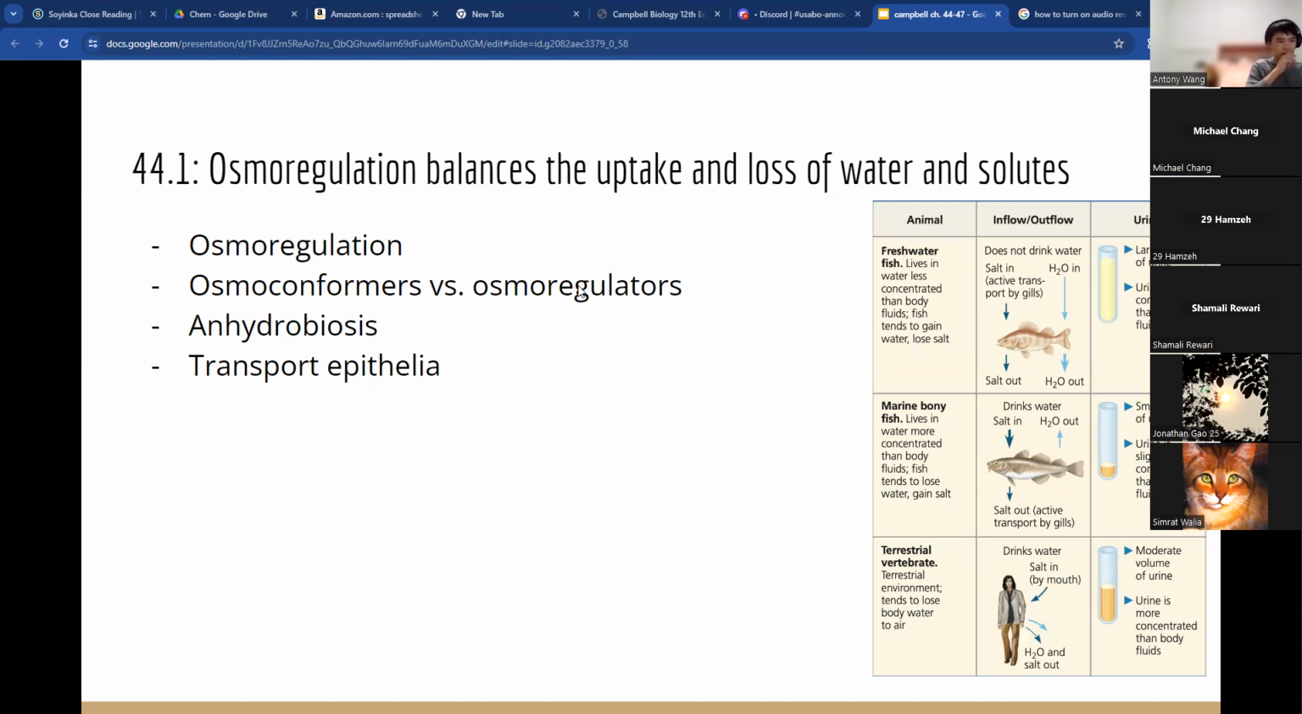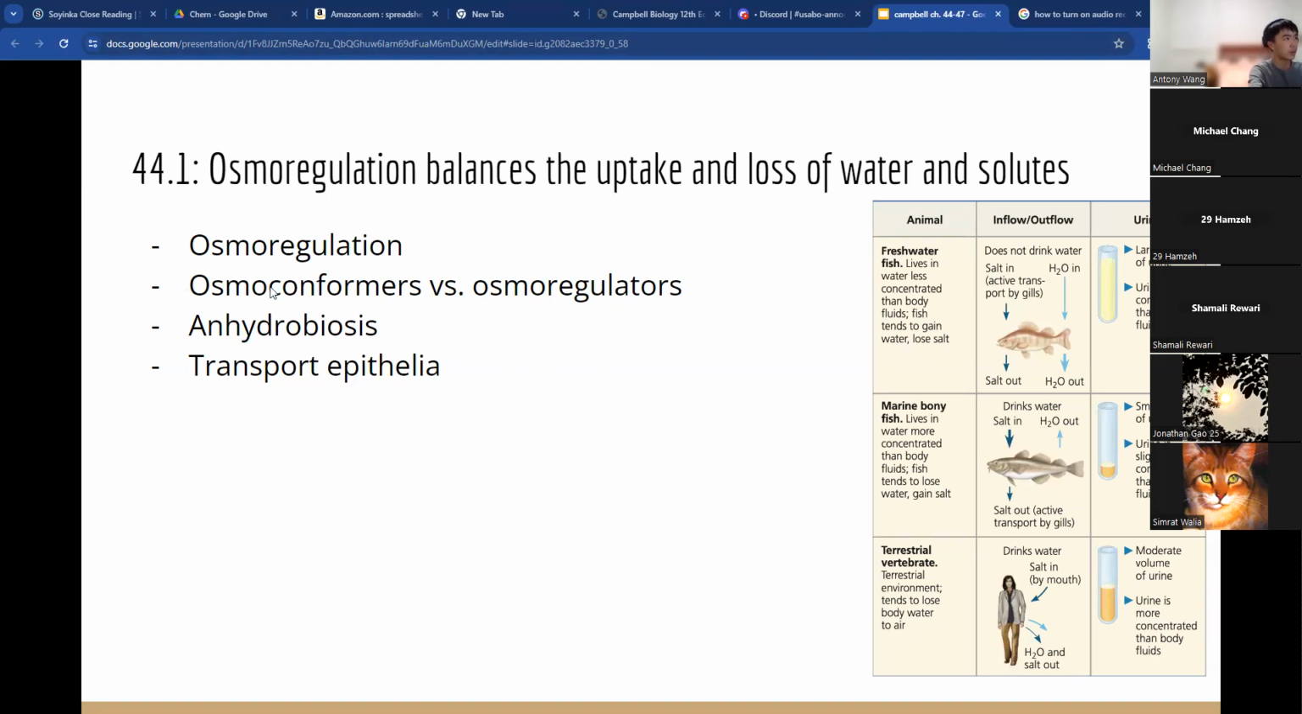What your kidneys do is they can choose what to put into the urine and what to take out of the urine, and in that way they can affect the concentration of different things in your blood supply and therefore your entire body.